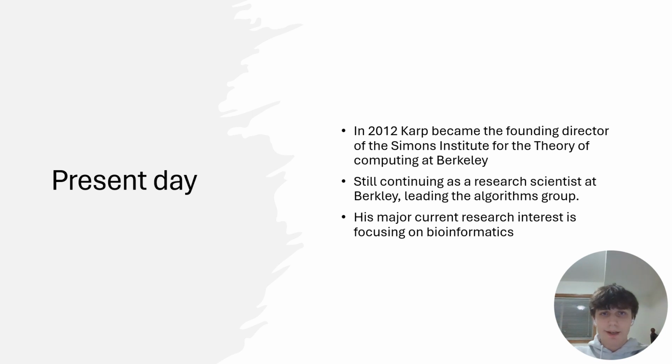Today, Karp is 89 years old, working as the founding director at Berkeley at the Simons Institute for the Theory of Computing, where he leads his group of scientists in researching more algorithms focusing on bioinformatics.